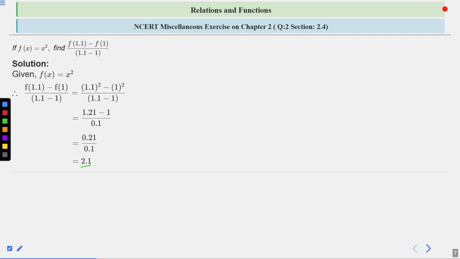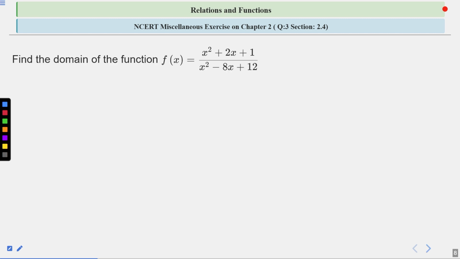Moving to next. This question is quite interesting. You have to find the domain of the given function f(x) = (x² + 2x + 1) divided by (x² − 8x + 12). If you recall, what type of function is this? Rational function. Why? Because numerator and denominator both are polynomial functions. Yes? So just give me the domain. You'll have some seconds to try this problem, then afterwards we will move on to the solution slide. So your time starts now.